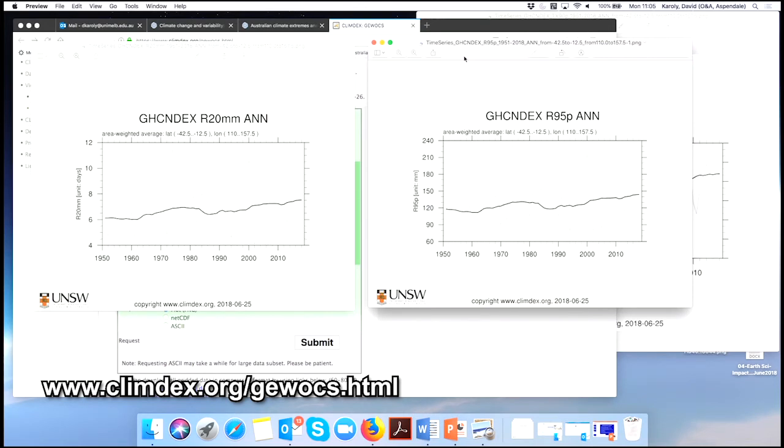Any other questions? Yep. I just wonder if you could explain the difference between those plots you showed at the start. I couldn't quite follow the difference between them. The one that showed the massive increase and the one that was relatively flat.